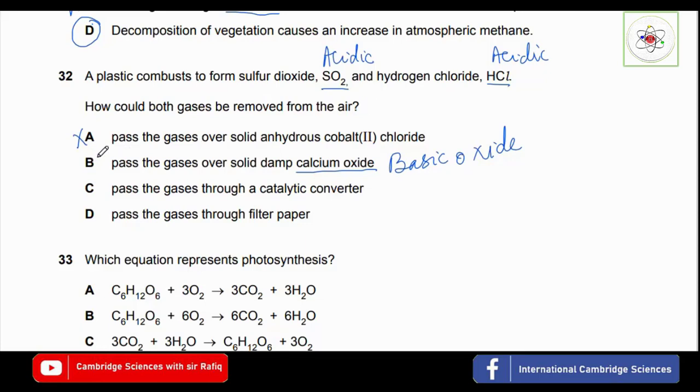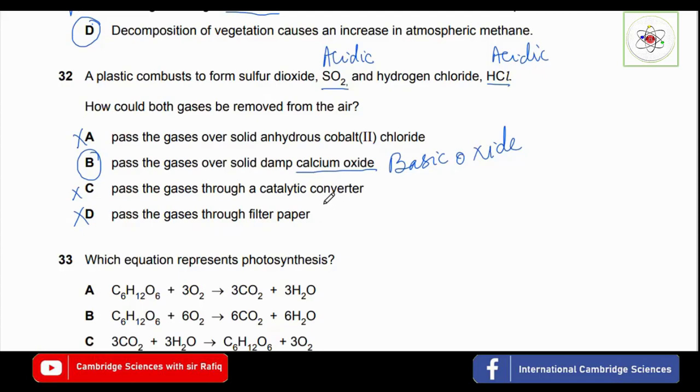Right? Pass the gases through a catalytic converter. They don't have any effect in a catalytic converter, right? So this is obviously a wrong option. Pass the gases through filter paper. There is nothing to do with filter paper for gases. Right, so B is our correct answer.